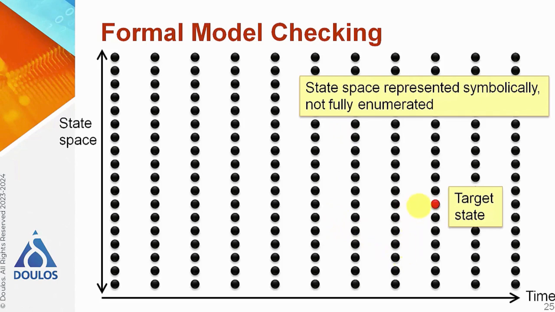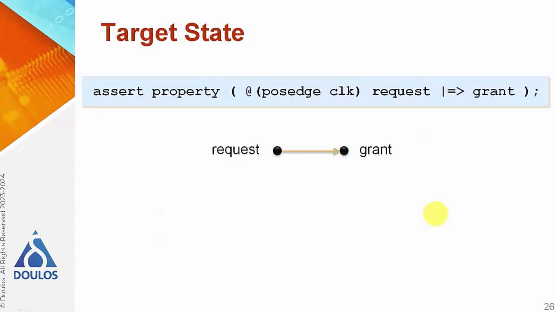For formal model checking, we start by defining target states, and those target states are typically going to be represented by assertions or by cover directives. What we do with formal proof is then to try to establish that those target states can be reached, and when they're reached that nothing goes wrong. So let's look at that with an assertion. A typical target state might be a state that would cause an assertion to fail or fire. In this case, our assertion is saying that in every clock cycle, whenever request is true, then grant has to be true in the following clock cycle.